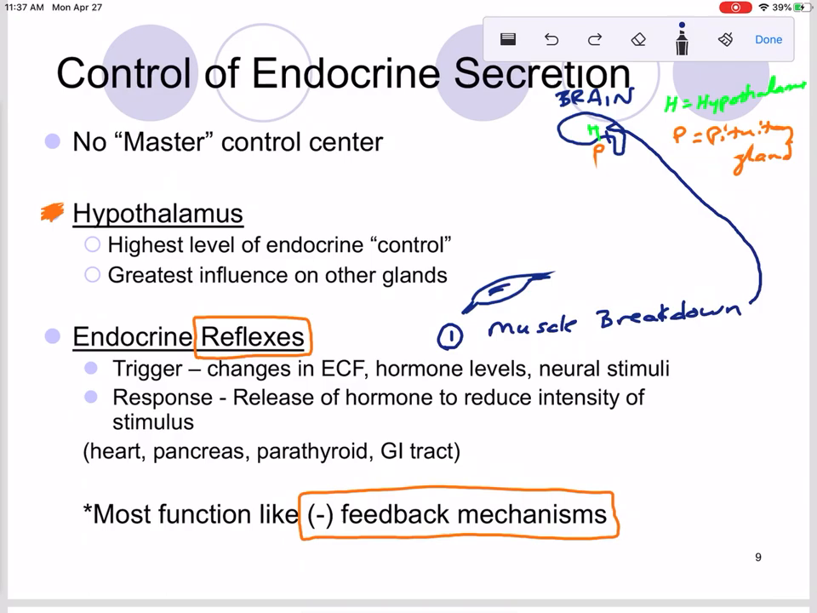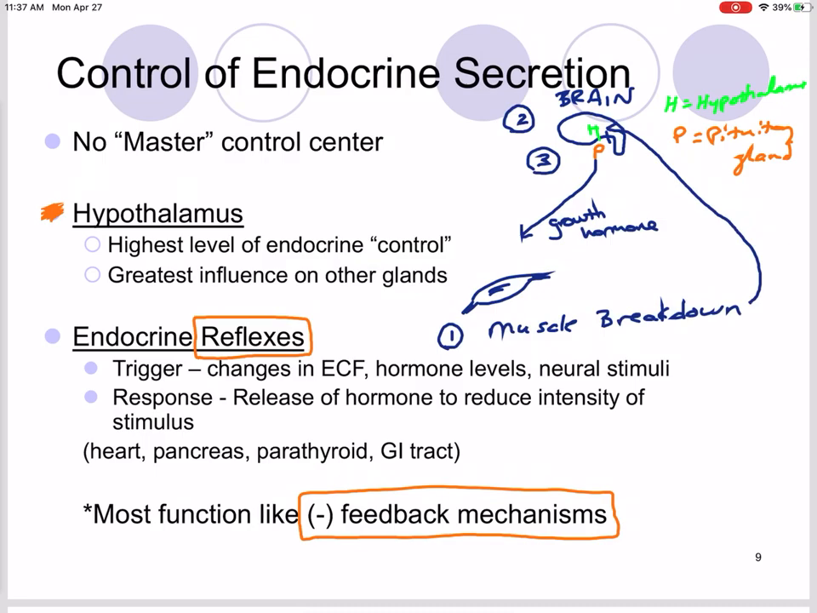And we're going to have some messages being sent up to the brain, hypothalamus, about that muscle breakdown. The hypothalamus is going to oversee that and say, wait a minute, we've got muscle breakdown. That's not good. What are we going to do about it? Well, the hypothalamus is going to respond by releasing growth hormone from the pituitary gland to the muscles.